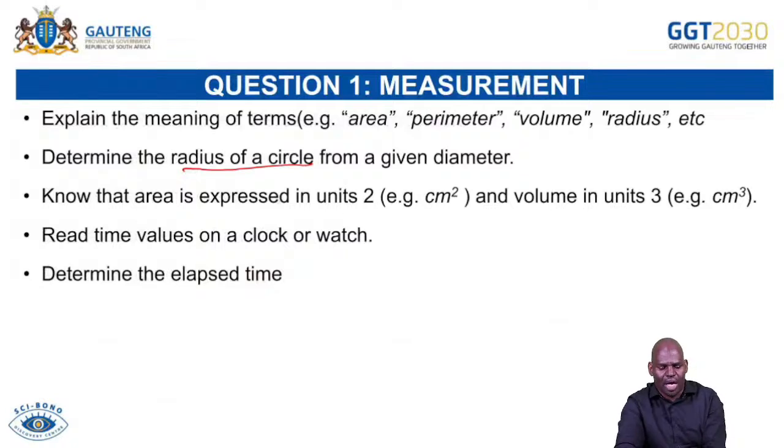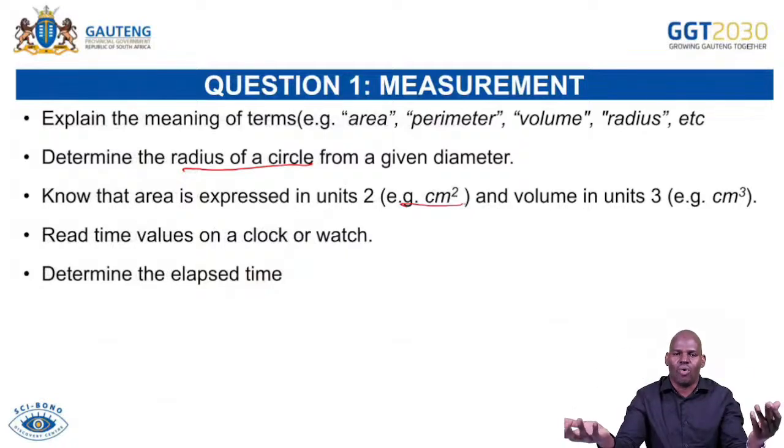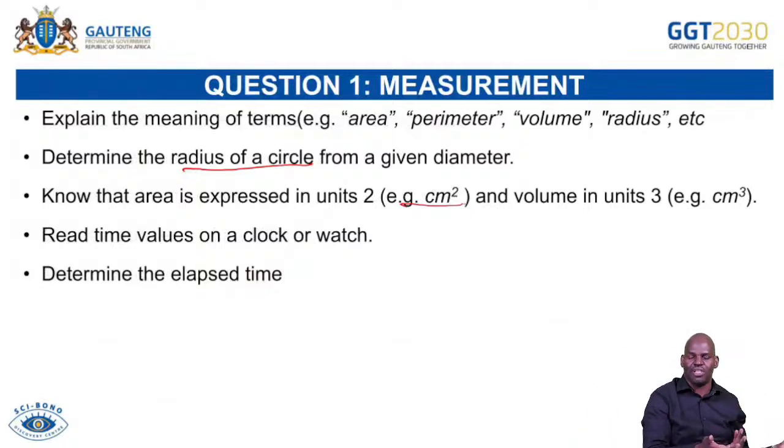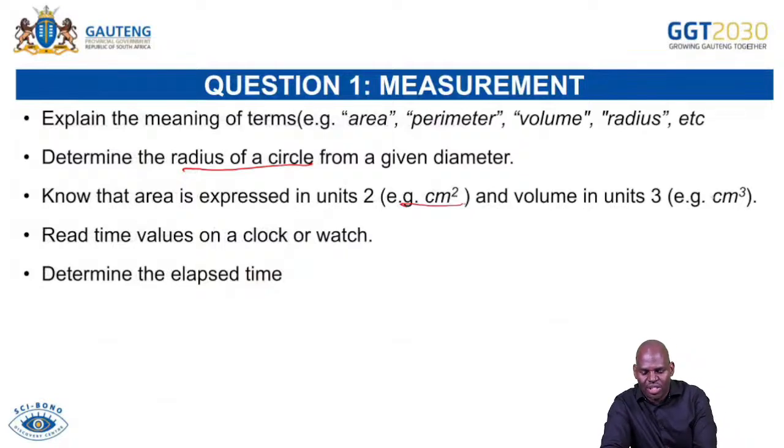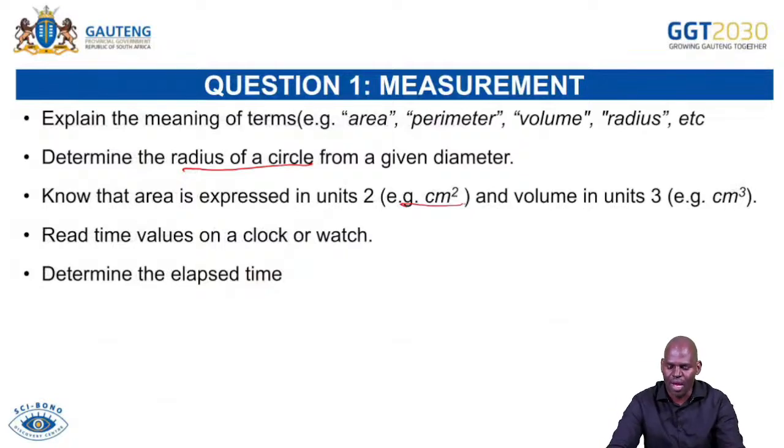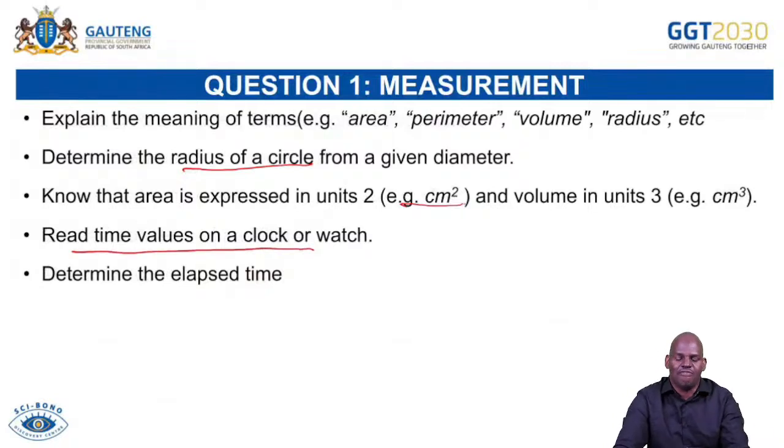And then of course, with regard to units, we all know that if a unit has got a square, it means that unit is for an area. It might be an area only, or it might be for a total surface area. If you've got a centimeter with a cube, centimeter cubed, and then that unit is for a volume. That is something that you need to know. Then, of course, you must be able to read time values on a clock or on a watch.